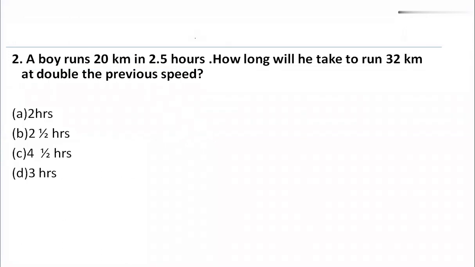Here is the next question. They have given the distance and time. Let's find out the speed, and with whatever condition they have given, try to find out the new time for the distance to be covered. A boy runs 20 kilometers in 2.5 hours. That means you have distance and you have time. You can find out the speed. How long will he take to run 32 kilometers at double the previous speed?